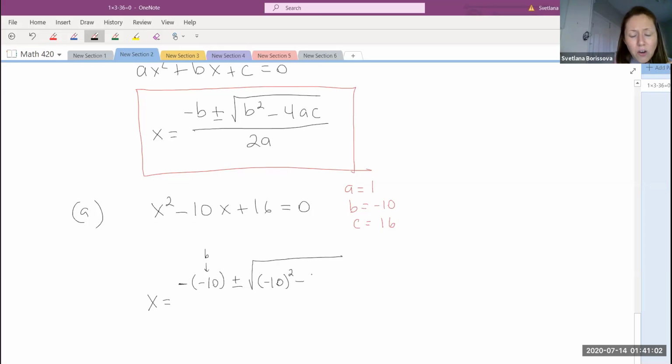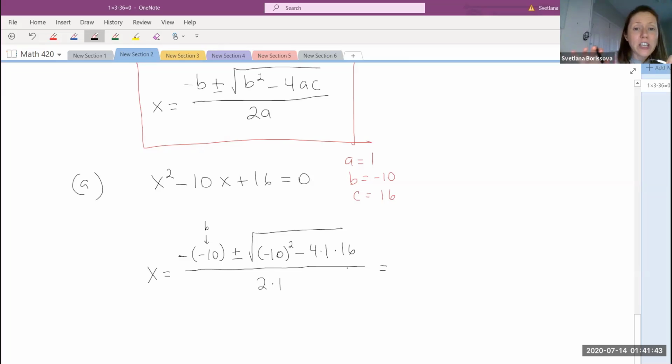Then minus 4ac means that I have to take 4, multiply by a, that's 1, and then multiply by c, that's 16. And that's all inside the square root. Then I put the fraction bar, which stretches all the way. Make sure that it goes all the way. In the denominator, it's 2 times a. A is 1. Then after that, you just have to carefully simplify.